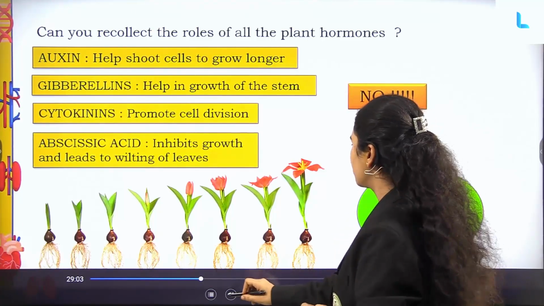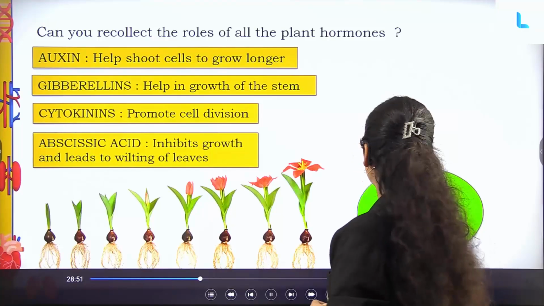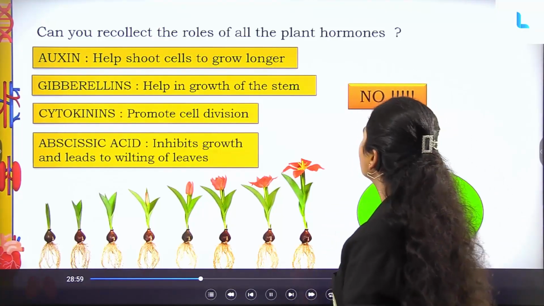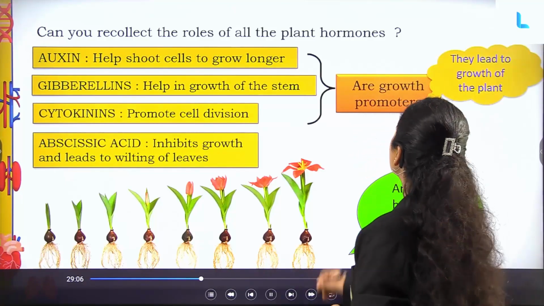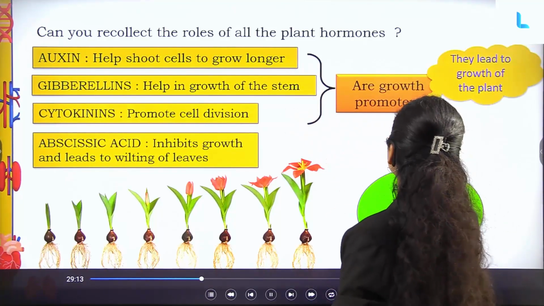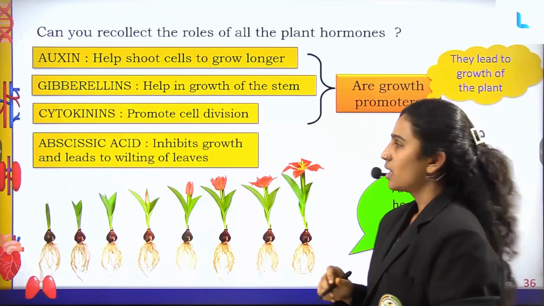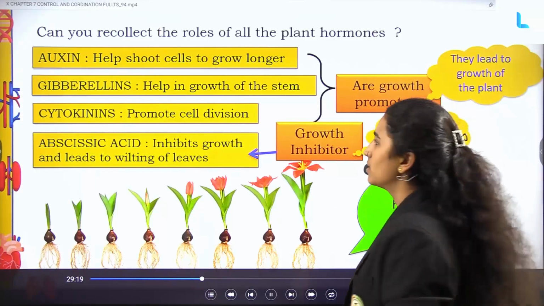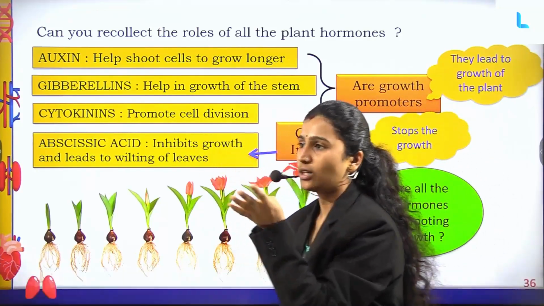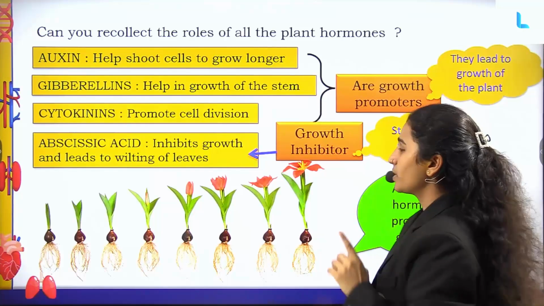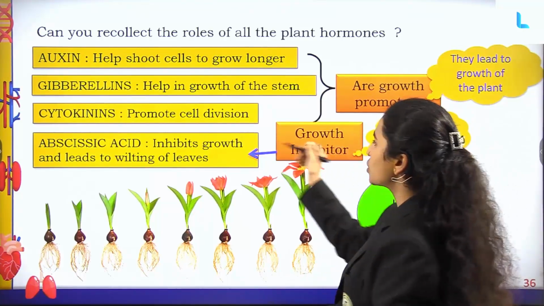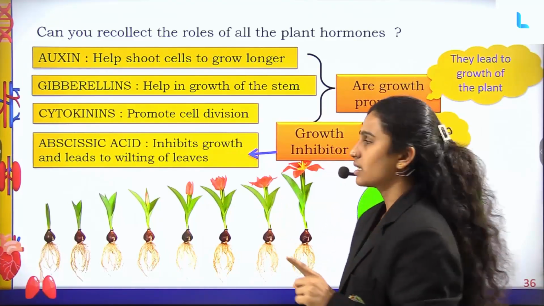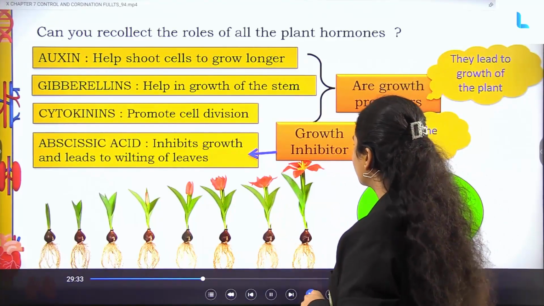So what is no here? Are all hormones promoting growth? No, not all hormones are promoting growth. So these 3 are the PGRs, which are the growth promoters, whereas the abscisic acid is a growth inhibitor here. So there are 4 plant hormones, out of which one is a growth inhibitor. So this will stop the growth. Remember, 3 are growth promoters and 1 is an inhibitor of growth.